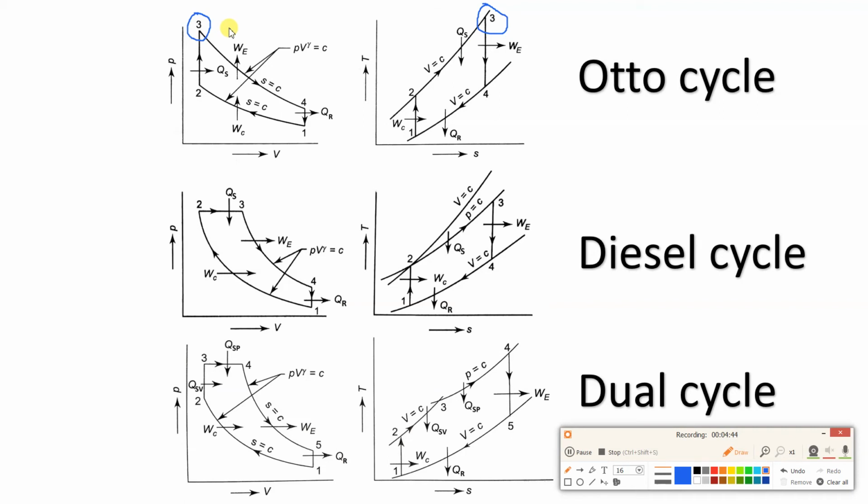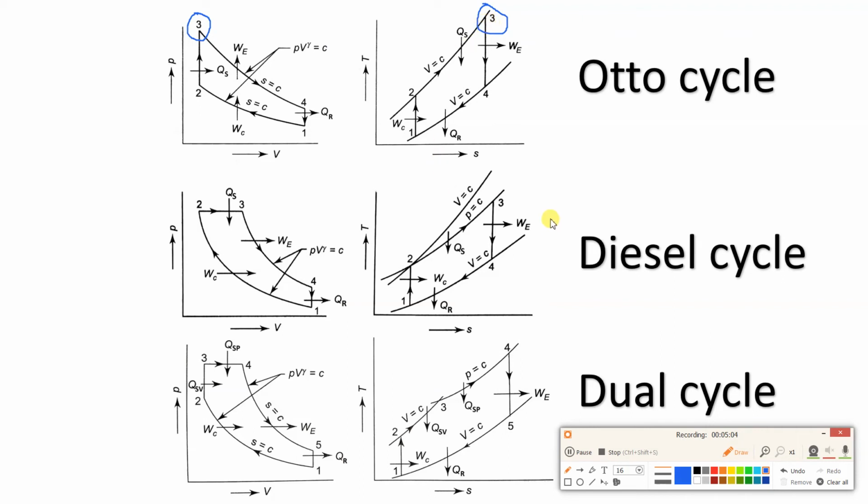Now why am I defining this? You should remember this, because when we are comparing, we will be comparing based on maximum pressure and temperature also. That is why I am telling you in Otto cycle, after the heat addition process is completed, whatever pressure and temperature is there, that is the maximum pressure and maximum temperature.